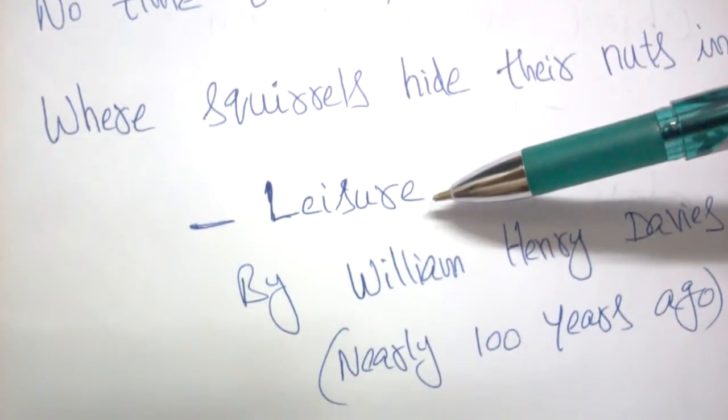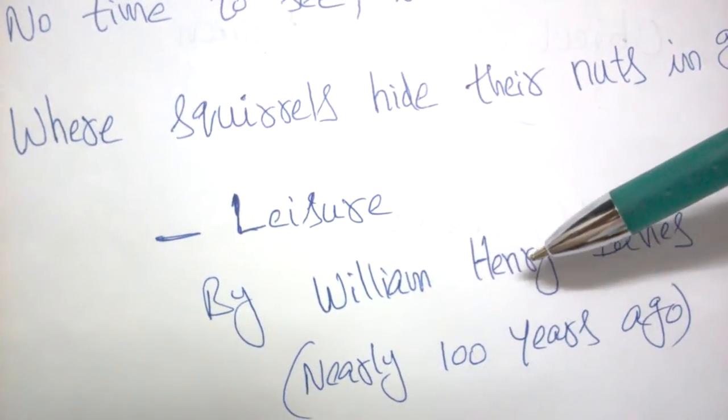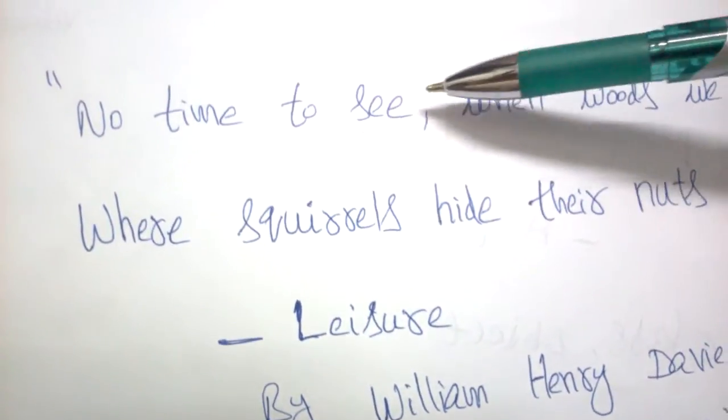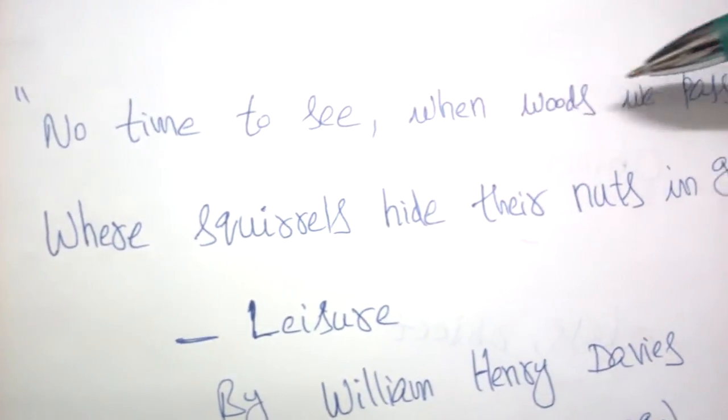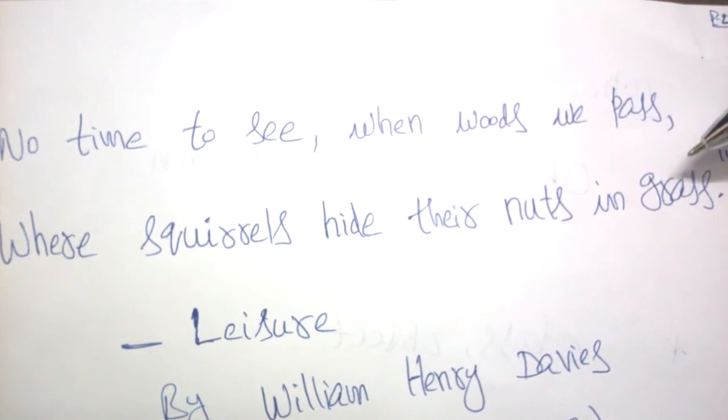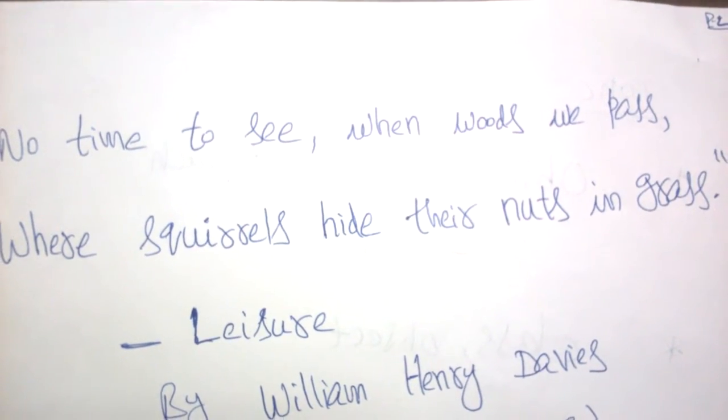It's a poem from Leisure by William Henry Davies, written nearly 100 years ago. It says, "No time to see when woods we pass, where squirrels hide their nuts in grass." It's a very wonderful poem. Please take a look when you get a chance.